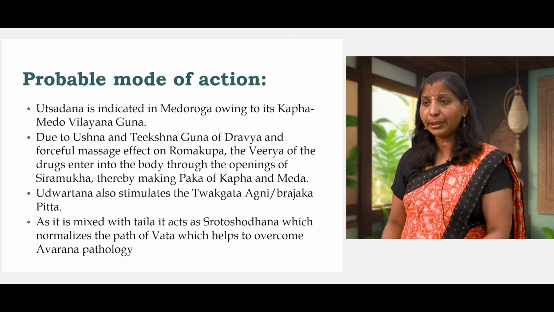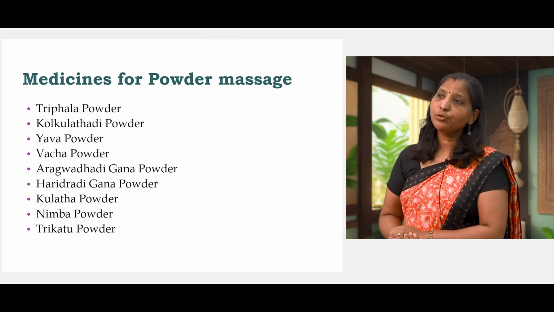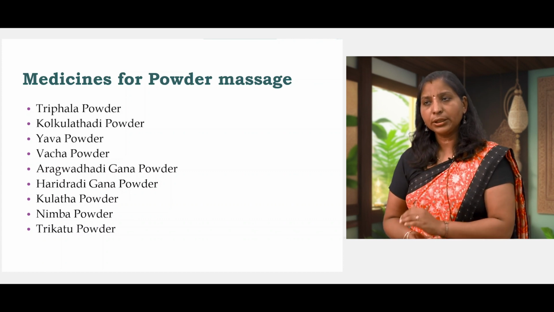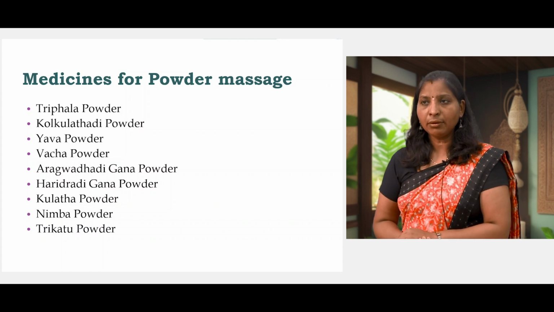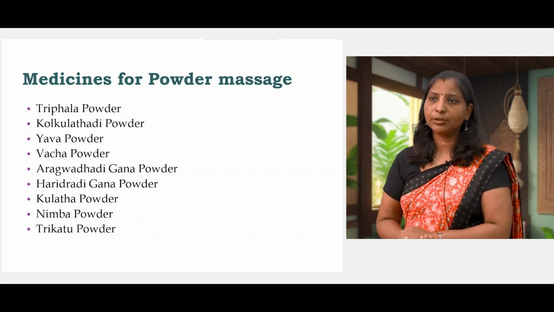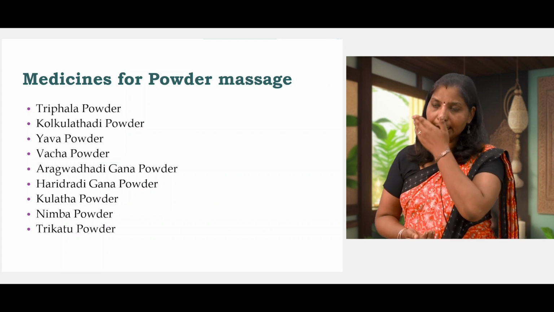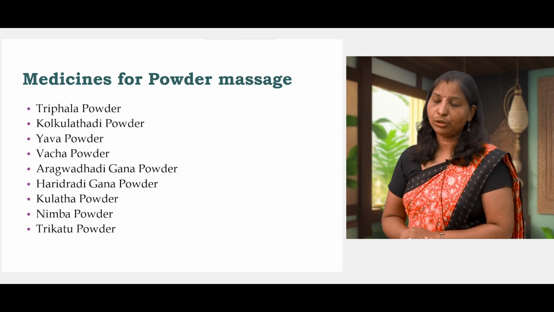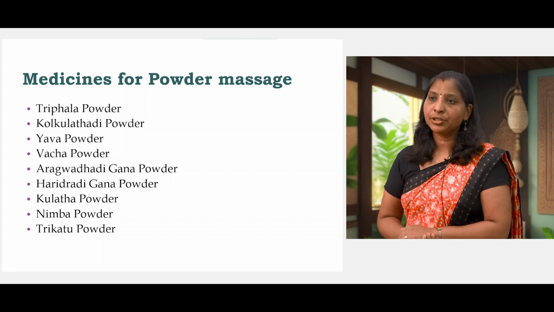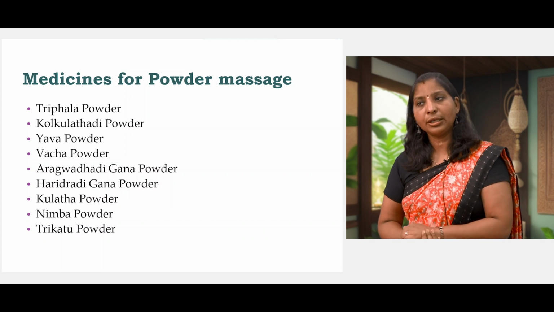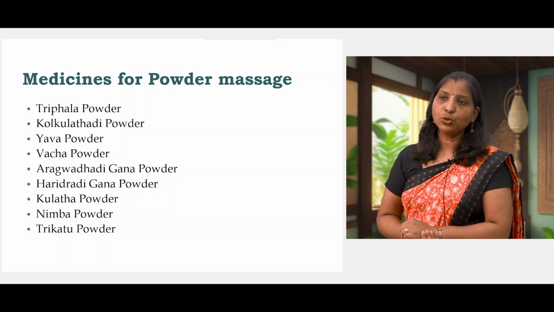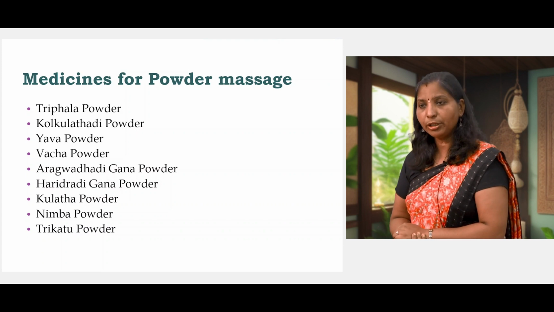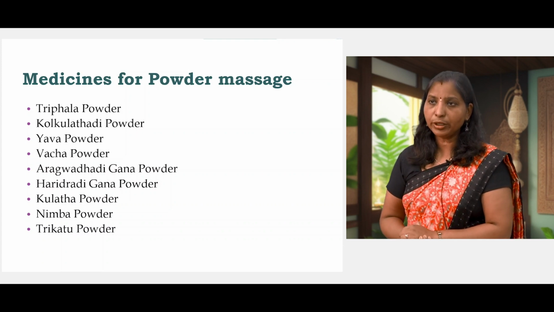The medicines we use for Udvartana are mostly Triphala Churna, Kulakulattadi powder for babies or for muscular disorders, and Yava powder for routine clinical practice for obese patients or as a pre-operative for Snehapana. We use Vacha Churna or Yava Churna. Aragvadadi Gana powder is used for diabetic neuropathy, for diabetic patients, or whenever the skin is involved. Haridradi Gana powder we also use in conditions where Kapha and Vata are involved. Kulatha powder for obesity, Nimba powder whenever the skin is involved, and Trikatu powder for obesity.